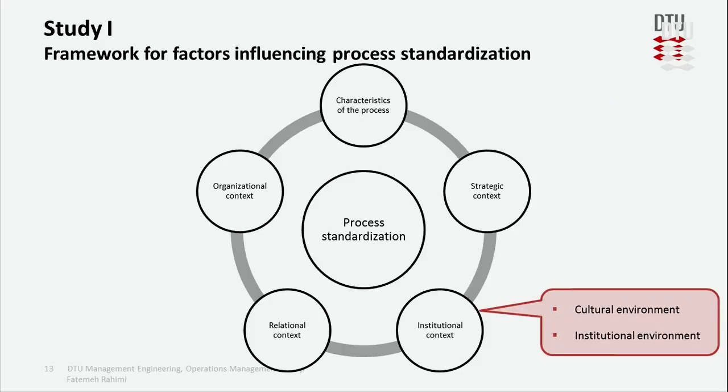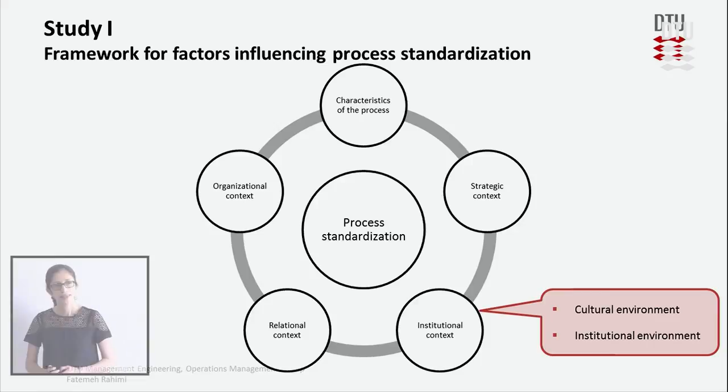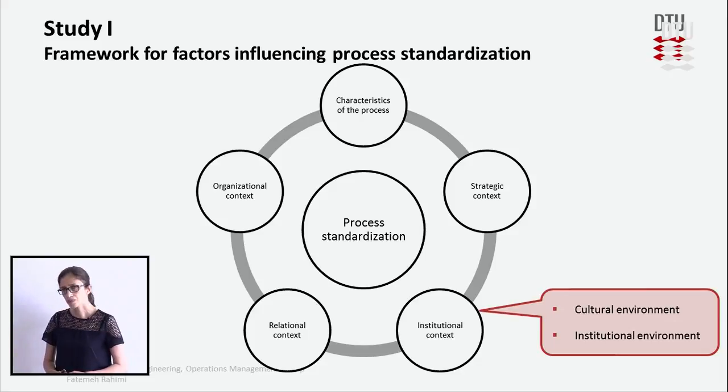The second group of factors is institutional context. This suggests that the institutional and cultural distance across a multinational corporation negatively influences the success of process standardization. This is because a subsidiary's institutional context increases the likelihood of misalignment between a standardized process and that subsidiary's context.